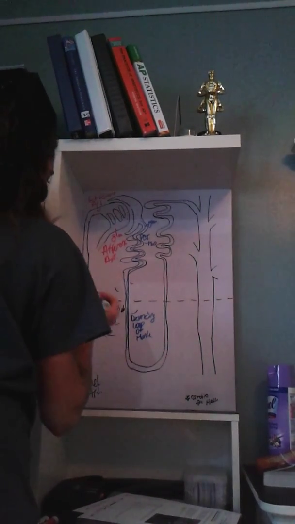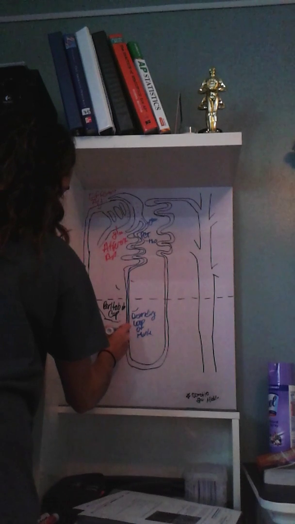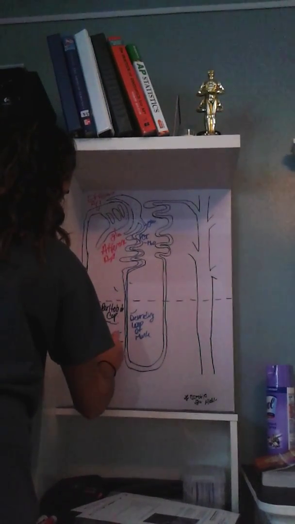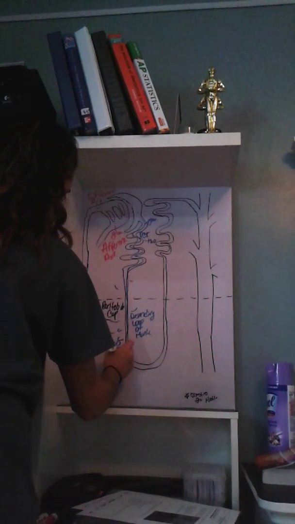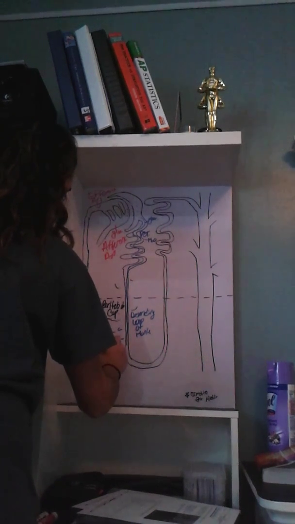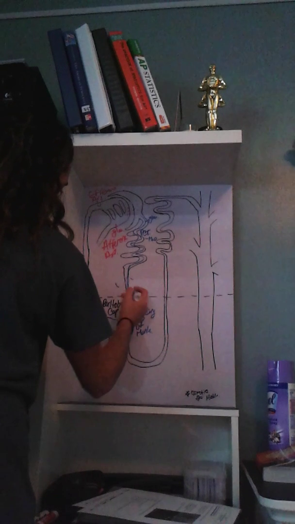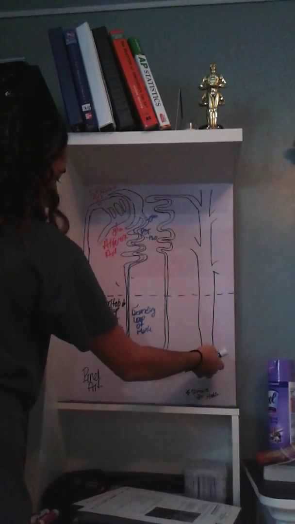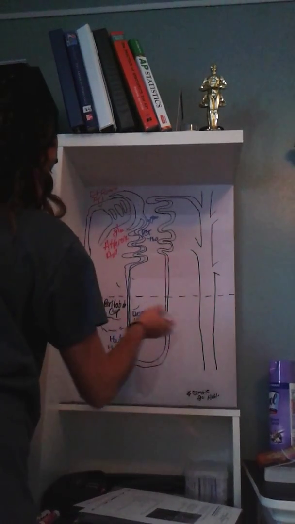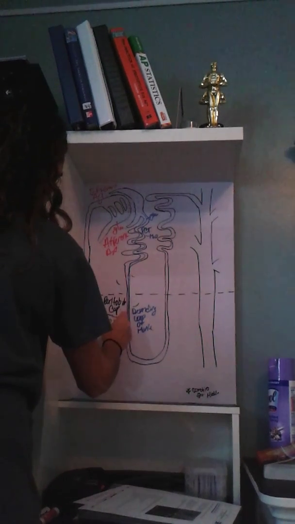And this step is really important because here is where we have the diffusion of H2O. Not all of the H2O leaves the nephron. Some of it still continues on into the collecting duct to become mixed in with the urine. H2O.